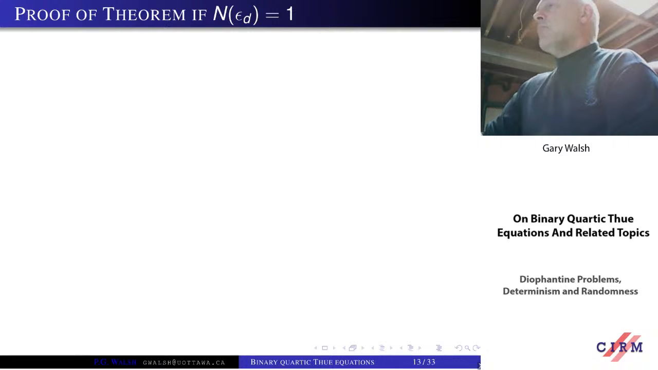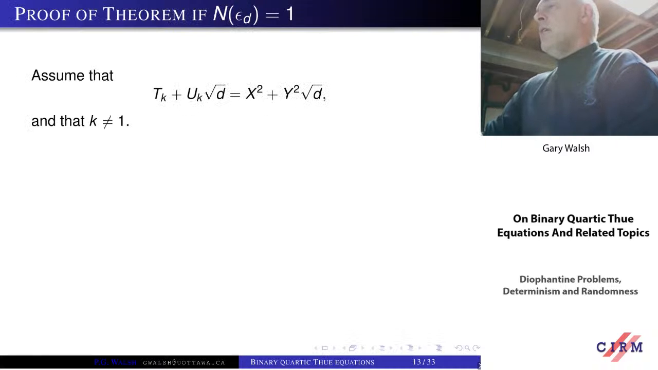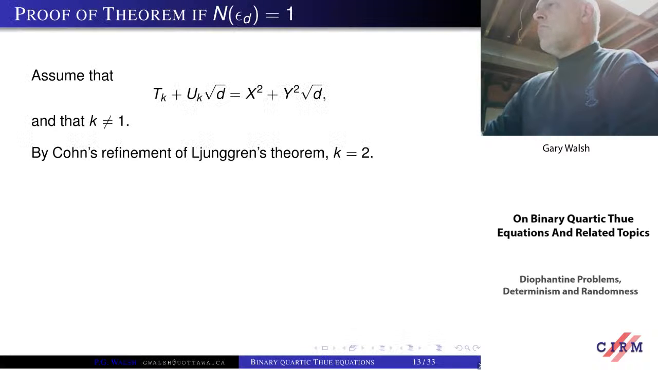Okay, let's go back to the proof of our theorem. It's pretty straightforward. If we have a unit which is of the form x squared plus y squared root d, and let's suppose the index is not equal to 1, then by Cohn's refinement of Ljunggren's theorem, we have k equals 2. Wow, okay, we're pretty close already without doing anything.